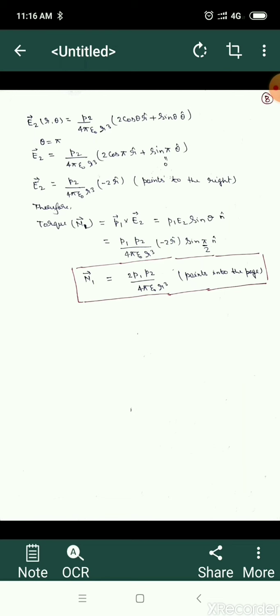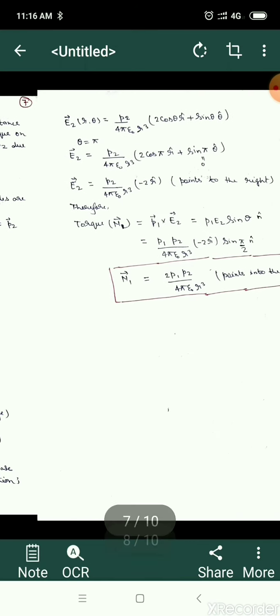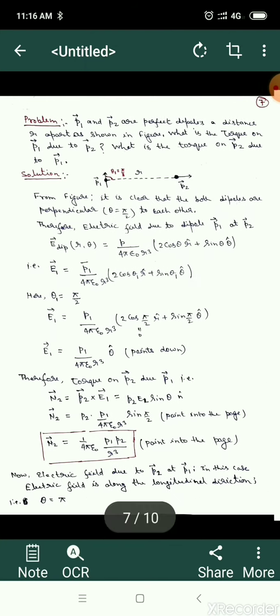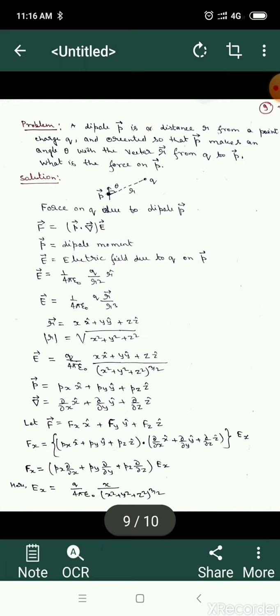Here both dipoles are at a 90 degree angle, that is why in this case theta is equal to pi by 2. So that is P1 P2 upon 4 pi epsilon 0 minus 2 r unit vector sin pi by 2 n unit vector. So that means n1 is equal to 2 P1 P2 upon 4 pi epsilon 0 r cube, pointing into the page. It means that n1 is two times the torque n2. So this was the problem of Griffith.